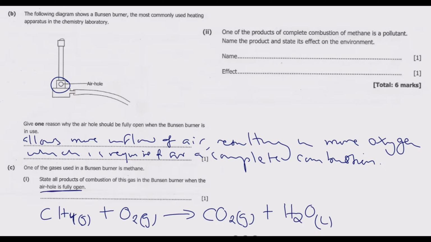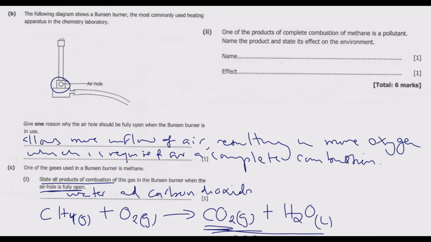When there is incomplete combustion, in the presence of limited oxygen, we are going to have carbon monoxide plus water. This becomes a monoxide because our oxygen is limited. Then we are required to state all the products from this combustion. We know the products are two. So we have water and carbon dioxide. These are the products.